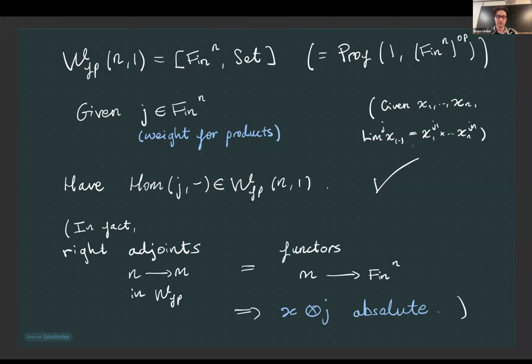And I'll say as well, the special thing about this bicategory WFP is that the right adjoints in this bicategory are exactly functors of the form on the right down here. So these are, again, finite discrete categories on M and N objects respectively. If I set M equal to 1, that's exactly what I've just been talking about up here. I'll say a tiny bit more about this later on, but it turns out that this means that tensoring by anything of this form is an absolute colimit, an absolute enriched colimit.